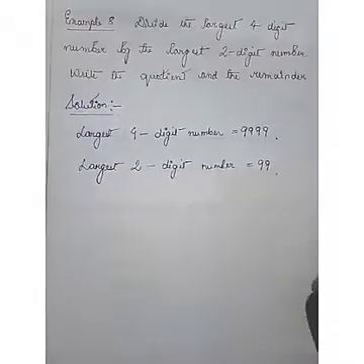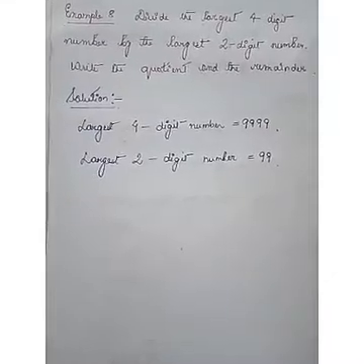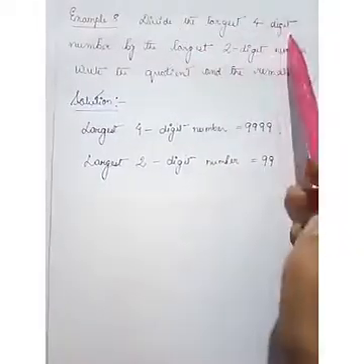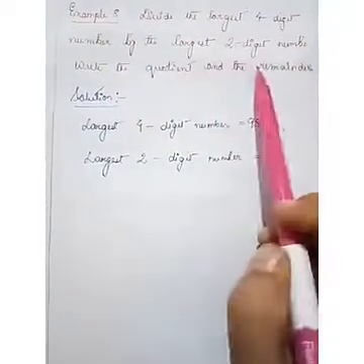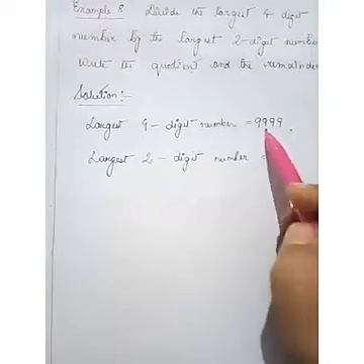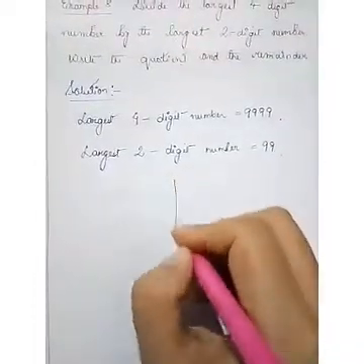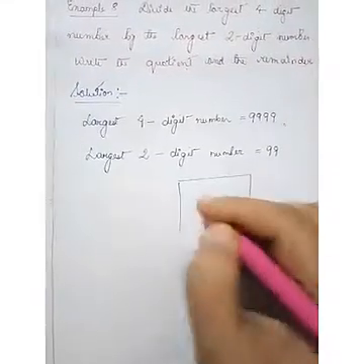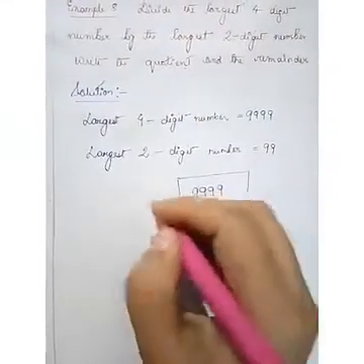Alright. The next question I have taken is from example 8. Alright. So it is in example number 8 that I have taken. The question is, divide the largest 4-digit number by the largest 2-digit number. Write the quotient and the remainder. So we know the largest 4-digit number is 9999. The largest 2-digit number is 99. So we have to divide and we have to find out the quotient and the remainder. The dividend and the divisor are given.